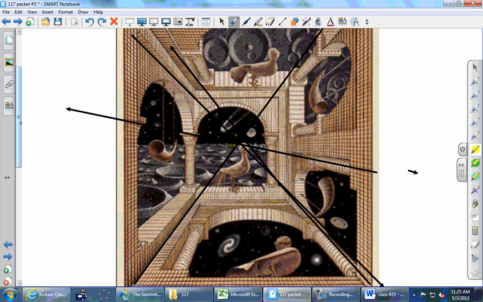So when Escher sat down to draw one of these things, he said, okay, first I've got to find my vanishing point, and then I'm going to make all these columns and pillars, but I better make it so that they head towards that vanishing point. That's how we get this idea of 3D realism on a 2D canvas.